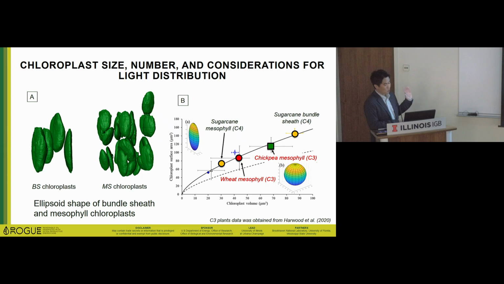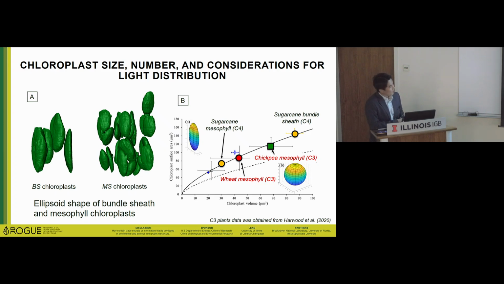This graph has so much information, but in this slide I just want you to remember two things. First, comparing the volume, sugarcane mesophyll versus bundle sheath cell chloroplast. The bundle sheath chloroplast in sugarcane is much bigger, 2 or 3 times bigger than in the mesophyll cell, as we expected. Also, the sugarcane mesophyll chloroplast volume is smaller than in the C3 wheat and chickpea mesophyll cells.